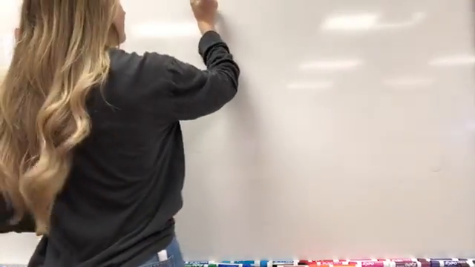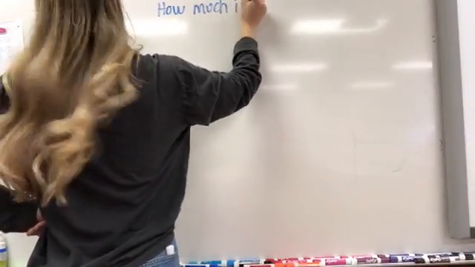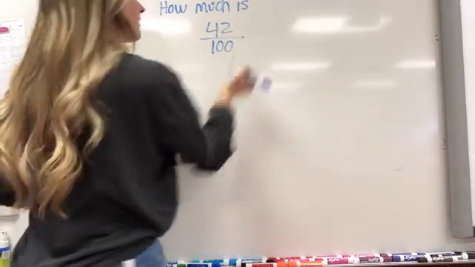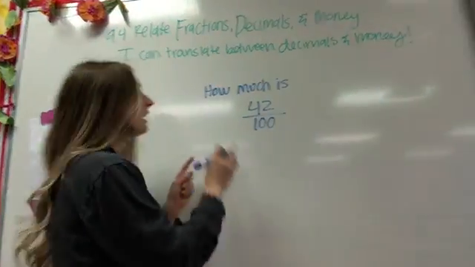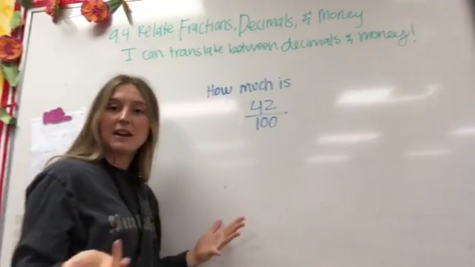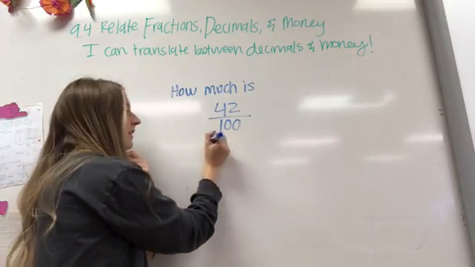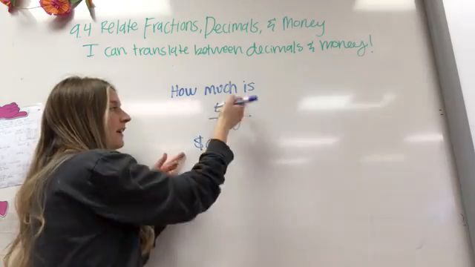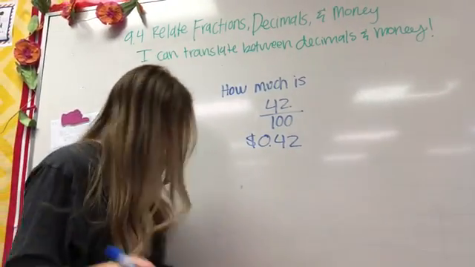Okay, what if I just asked you how much is this worth in dollars or in money? How much is 42 over 100 worth in money? Well, we had to think. 42 out of 100, this is 42 cents out of $1. So if we were going to write this in money, we just add our dollar sign. There's no dollars, and then it's 42 cents. Easy, right?